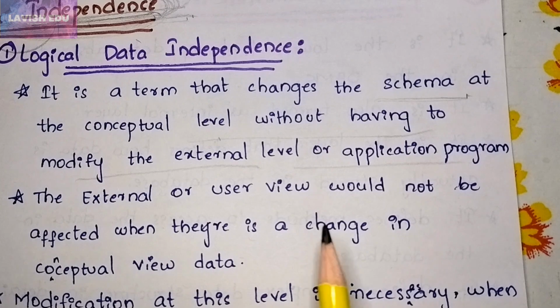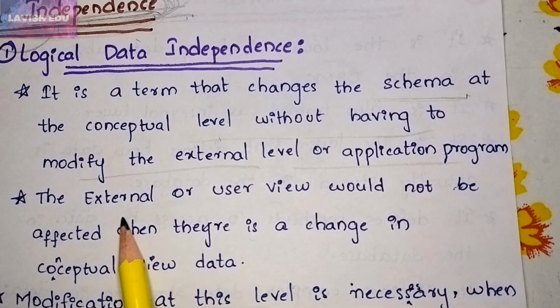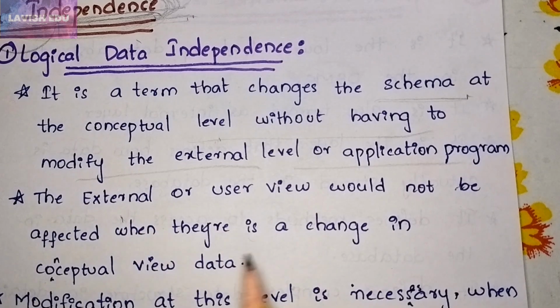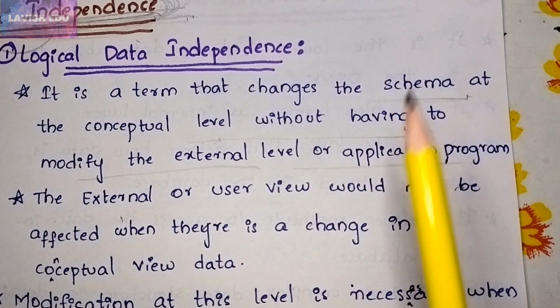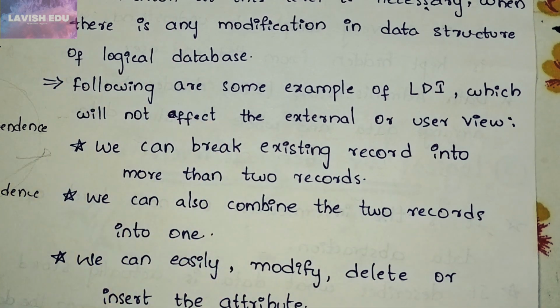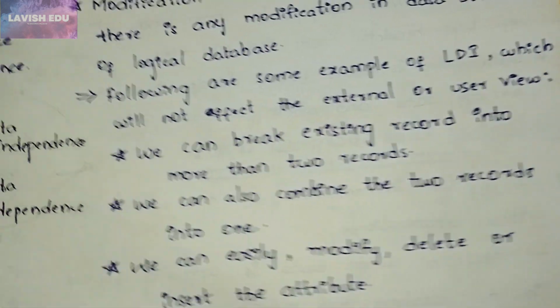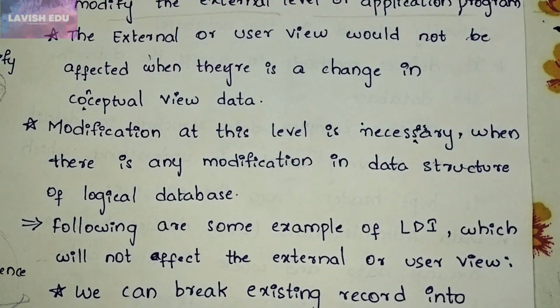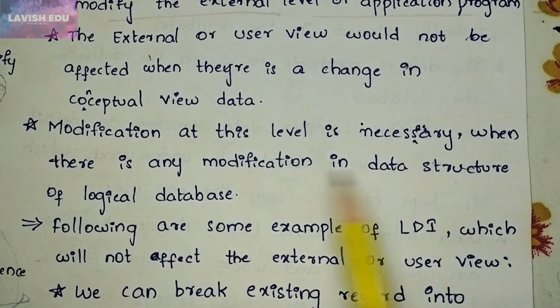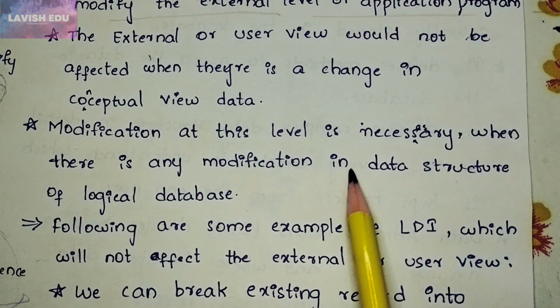The external or user view would not be affected when there is a change in the conceptual view data. So our external level, which is also called the view level, is not affected or disturbed. Then next, modification at this level is necessary when there is any modification in the data structure of the logical database.